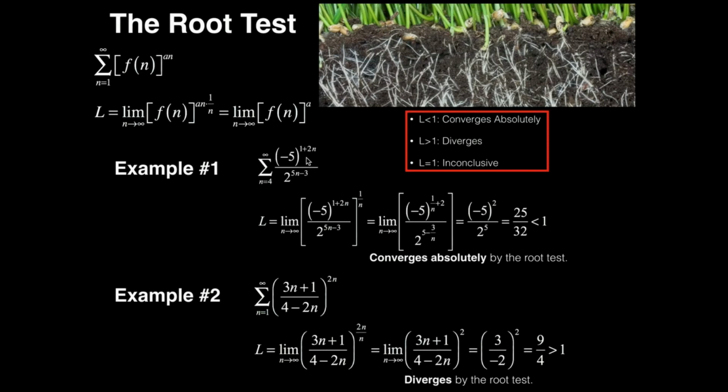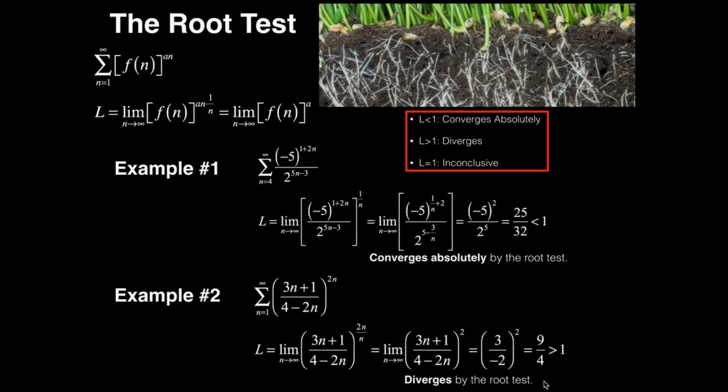Basically, after you use the 1 over n right here, any root test basically boils down to evaluating a limit by whatever means necessary. So you could use L'Hopital's rule if you'd like here, and we get 3 over negative 2. Again, it's all raised to the 2 power, so it's squared. So 3 squared is 9, negative 2 squared is 4, and so we get 9 over 4. Now notice in this case, 9 over 4 is greater than 1. Therefore, this second series diverges by the root test.